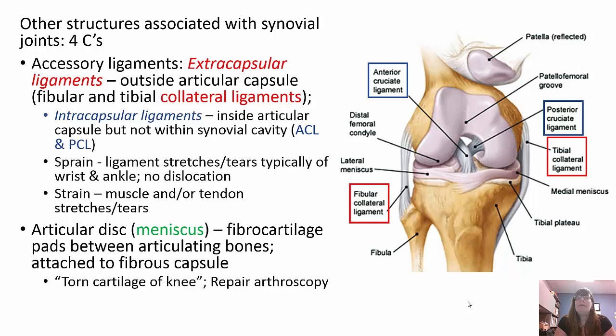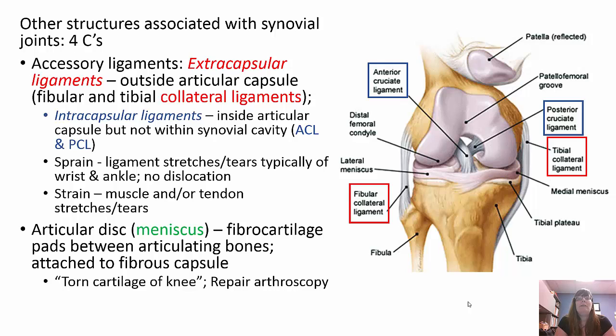A sprain occurs if the ligament stretches or tears, usually in the wrist and ankle, and there's no dislocation involved. A strain happens when the muscle and or tendon stretches or tears. So sprains versus strains, you're talking ligaments versus muscles and tendons.